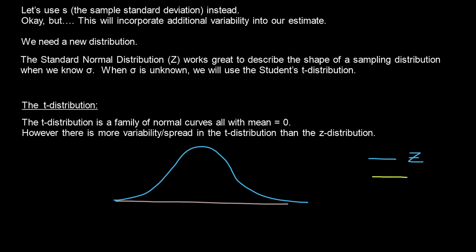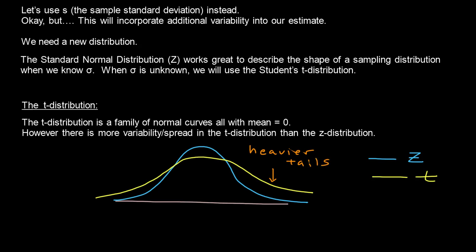And in yellow, I'm going to draw one particular example of a t-distribution. So a t-distribution is going to have more variability. So there's going to be more area in the tails. So the t-distributions have what we call heavier tails or fatter tails than your classic Z distribution. We'll call these heavier tails.